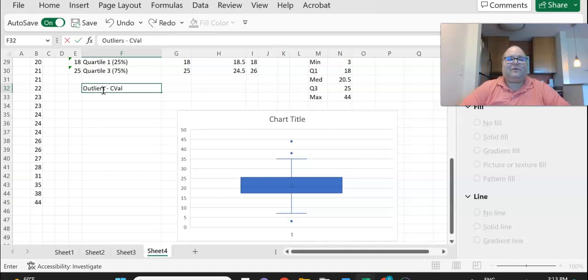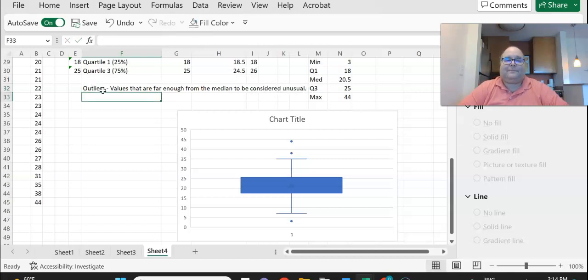which are values that are far enough from the median to be considered unusual. So they're considered unusual, but let's see if we can figure out a more rigorous way to find those.